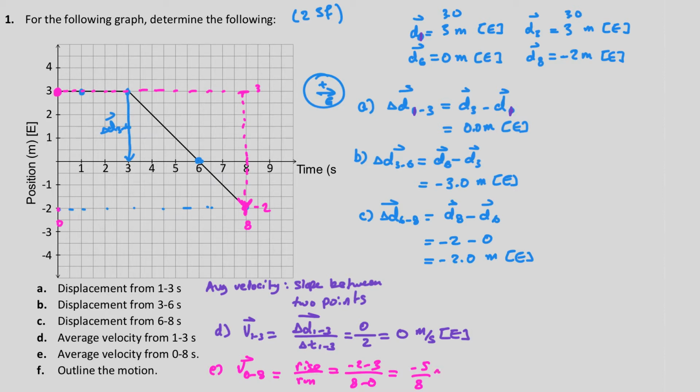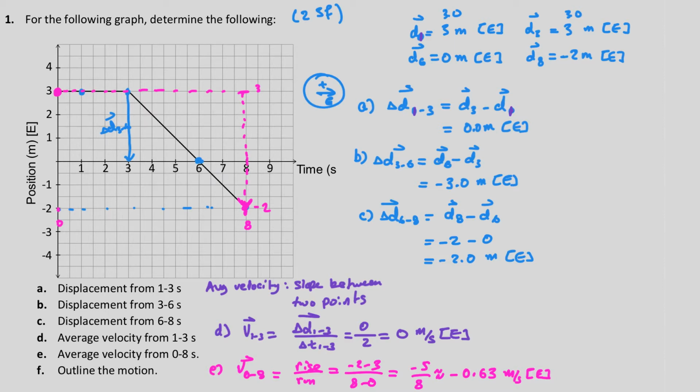And if I plug that into my calculator, I will get -0.63 meters per second in the east direction. And I'm using 2 significant figures because my original values are 2 significant figures. Dividing 2 significant figures by 2 significant figures should produce something of 2 significant figures as well. I can't put the third one in there, so I just rounded 0.625 to 0.63.